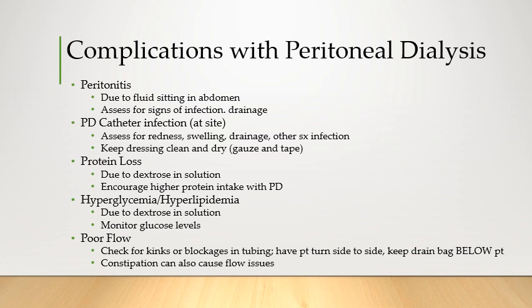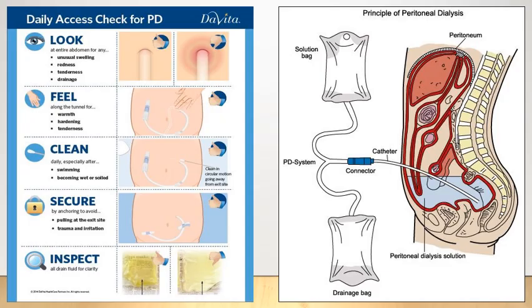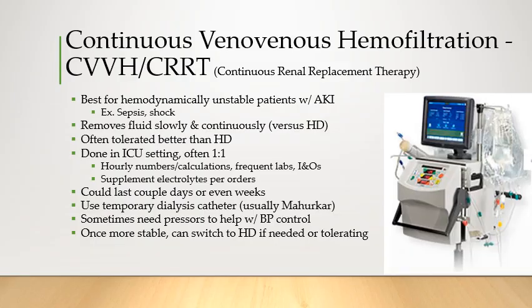Looking for protein loss. Again, we want to encourage them to have increased protein at home. We're going to be watching glucose levels because it could spike, because there's dextrose in the peritoneal dialysis fluid. And then flow. We want to make sure that all the tubing is flowing, that the catheter is flowing, and nothing's backing up into the patient. So it's your daily checks here and some diagrams of peritoneal dialysis.